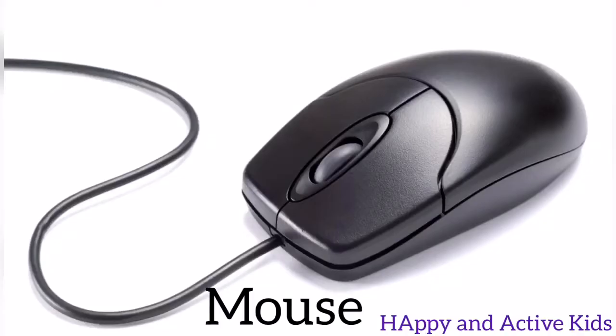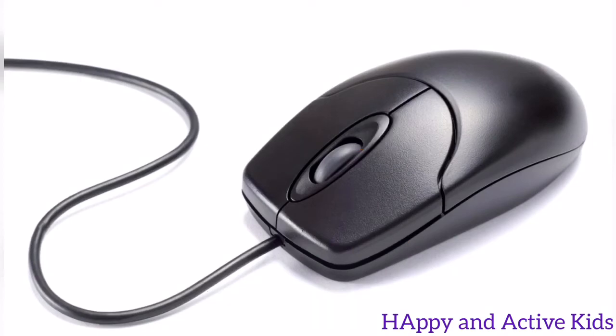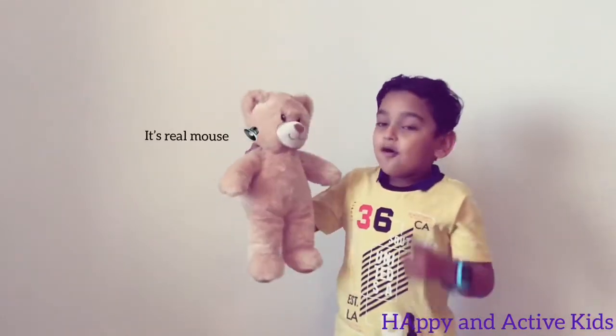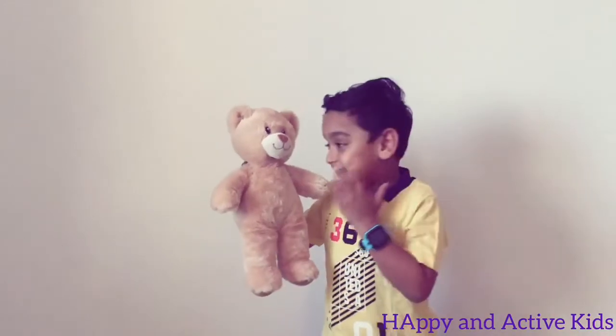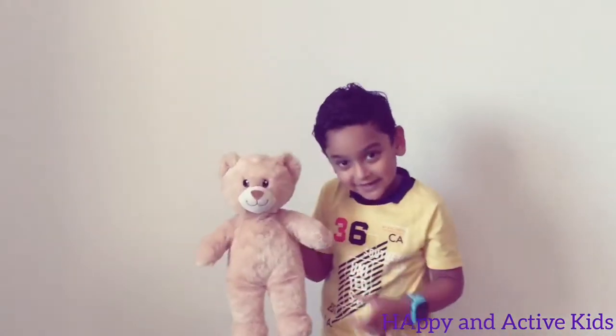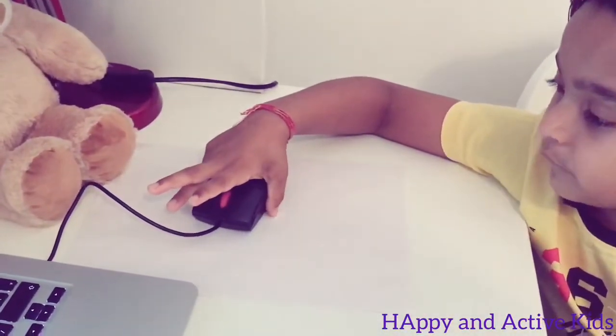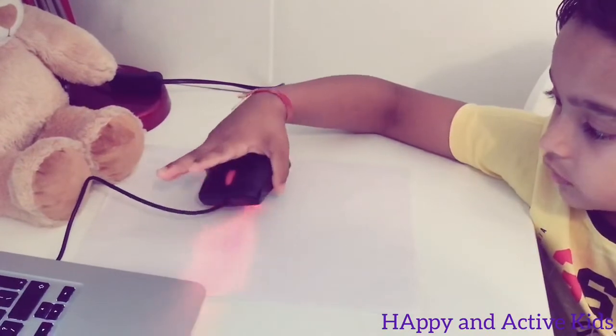It is a mouse and there is a wire attached to it and it has three buttons: a scroll button and left and right buttons. It is a little mouse. Oh, it is a mouse. If you want to see a mouse, then come to my study table. Put your baby finger here and your thumb here to hold the mouse.